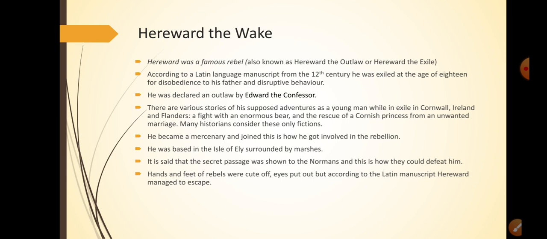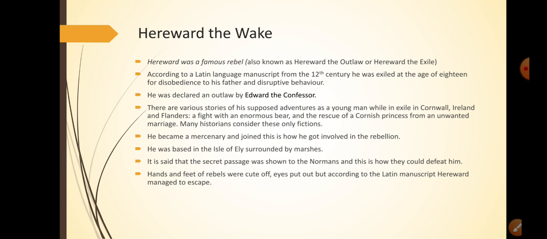Now, another rebellion was very famous for Hereward the Wake. It was a famous rebel, also known as Hereward the Outlaw or Hereward the Exile. Let's learn a little bit about him. Now, according to a Latin language manuscript from the 12th century, he was exiled at the age of 18 because he was very disobedient with his father. Okay, he was very disruptive, did not respect his father, so his own father exiled him. Now, he was declared an outlaw by Edward the Confessor before the Battle of Hastings, so he was not in favor of the Anglo-Saxon kings.